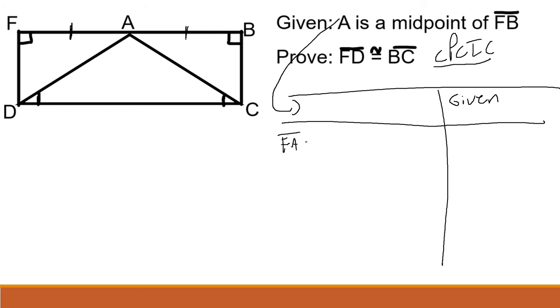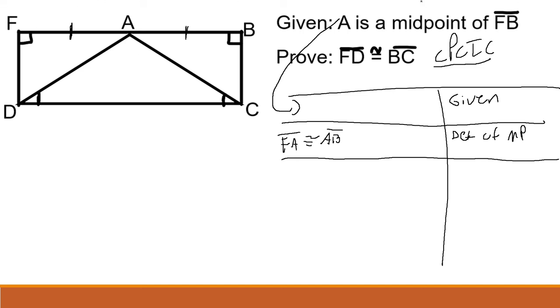FA is congruent to AB by definition of midpoint. I'm going to put MP here for short just because I don't have a lot of space left. Okay. So that's one pair of sides down.